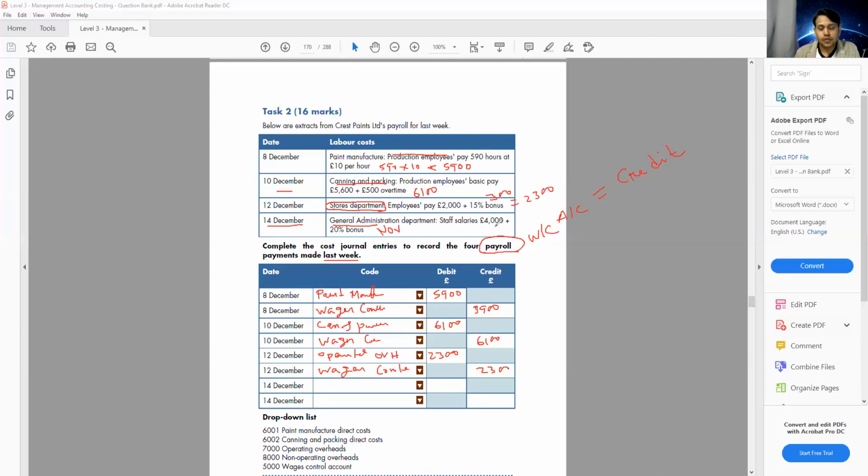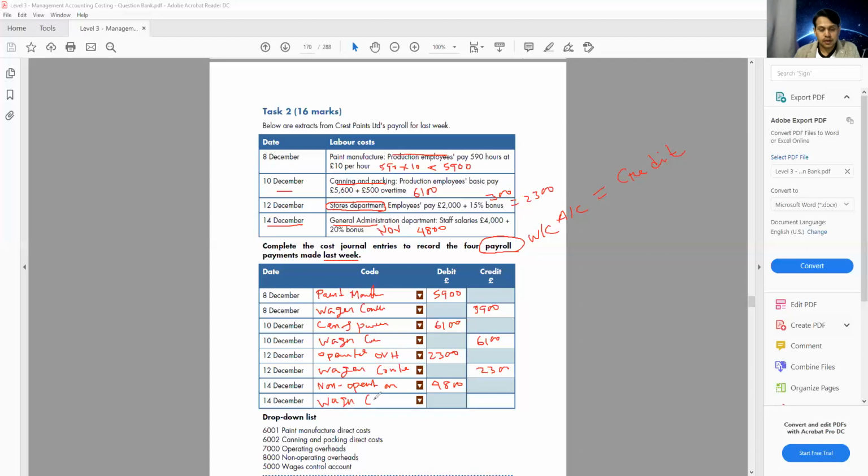Staff salaries, 4,000 plus 20% bonus. So let's calculate that. 4,000 times 20%, that is 800. So I would say 4,800 is the total. So non-operating overhead, that is 4,800 debit, and wages control is always credit.